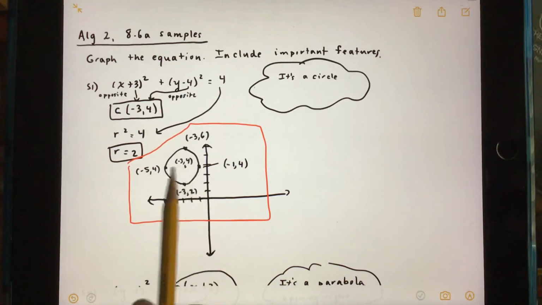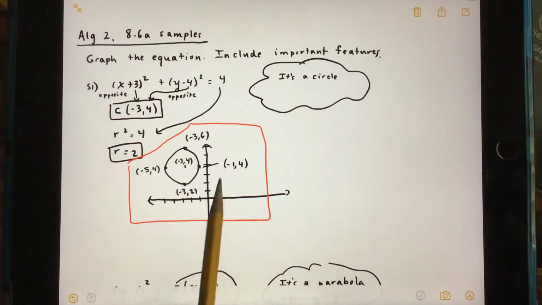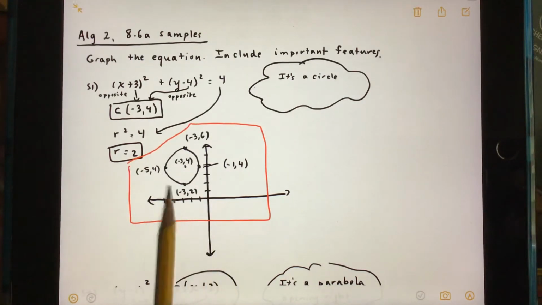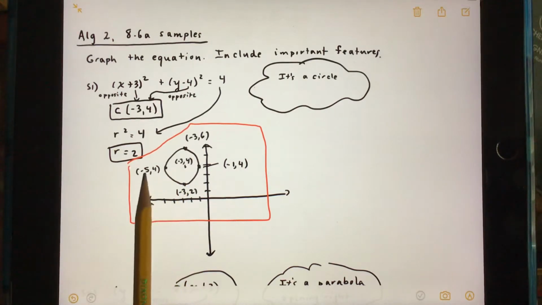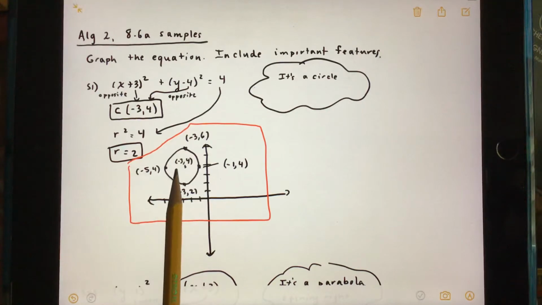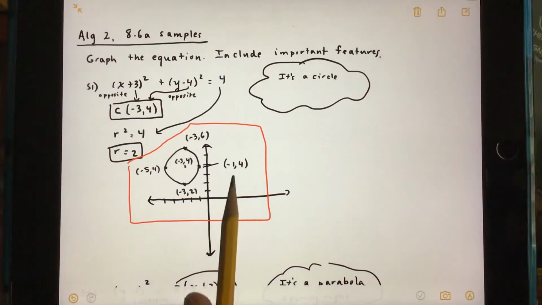For my points that are right and left of my center, I know they will both have y-coordinates of 4 because they're at the level of 4 high. And then I will count off 2 to the left, −3 going to the left gives us an x-coordinate of −5. −3 counting 2 spaces to the right, −3 plus 2 is −1, so there's my x-coordinate of −1.